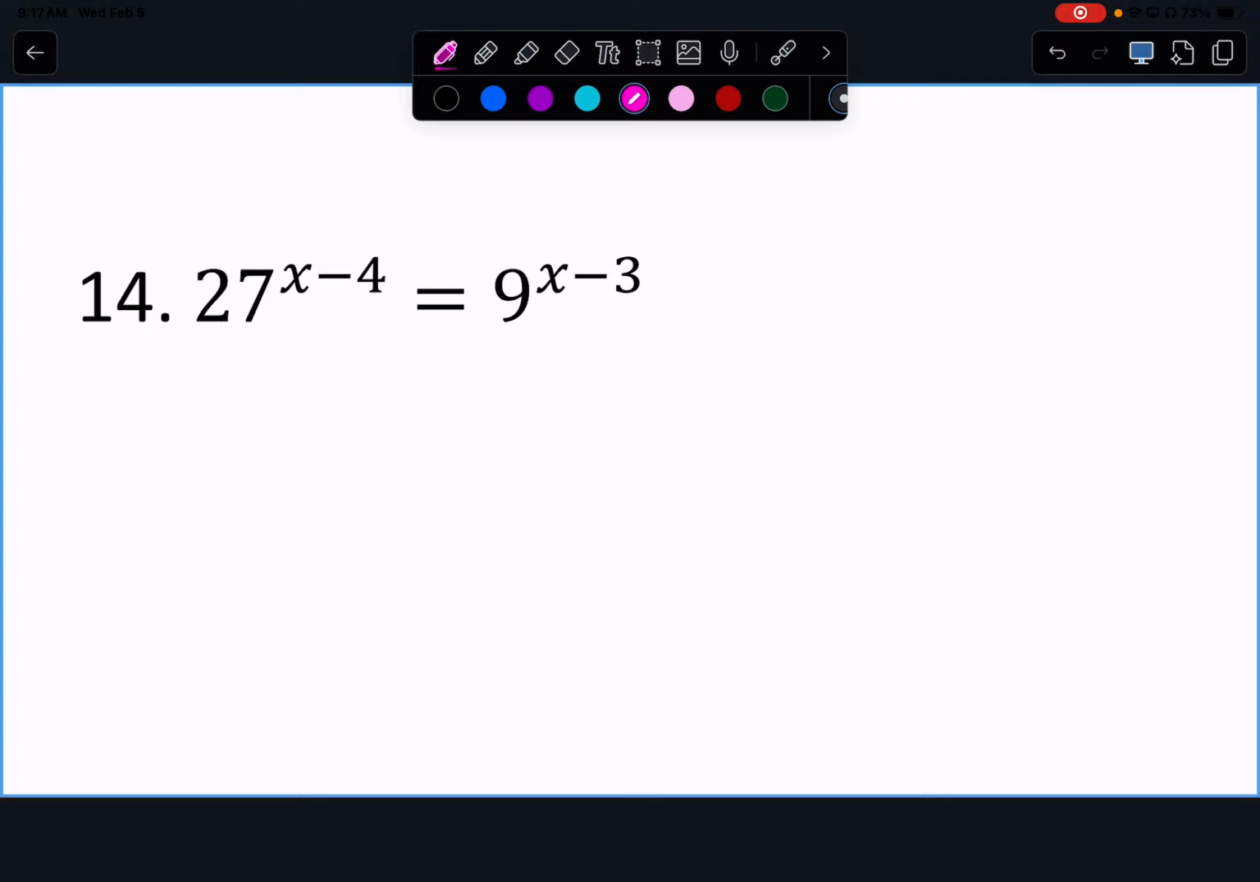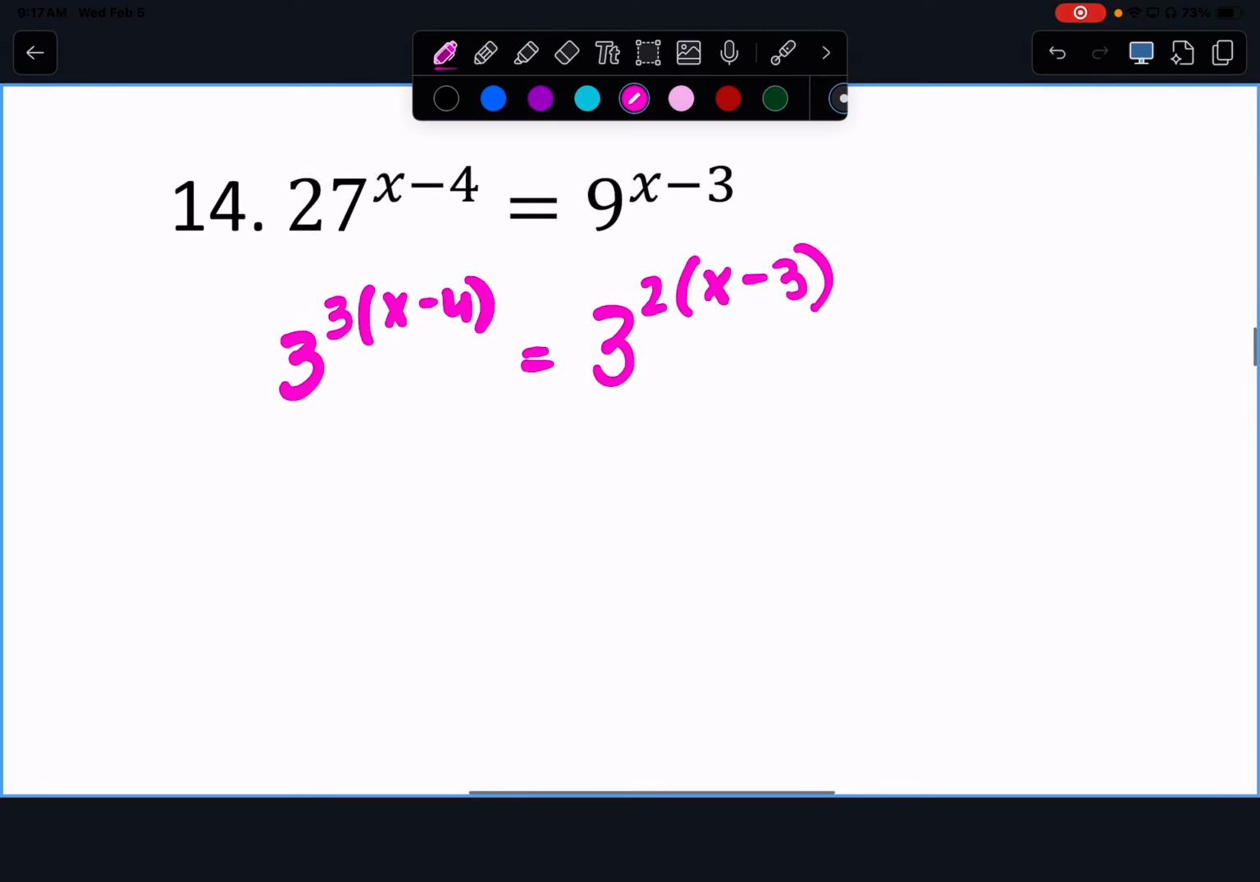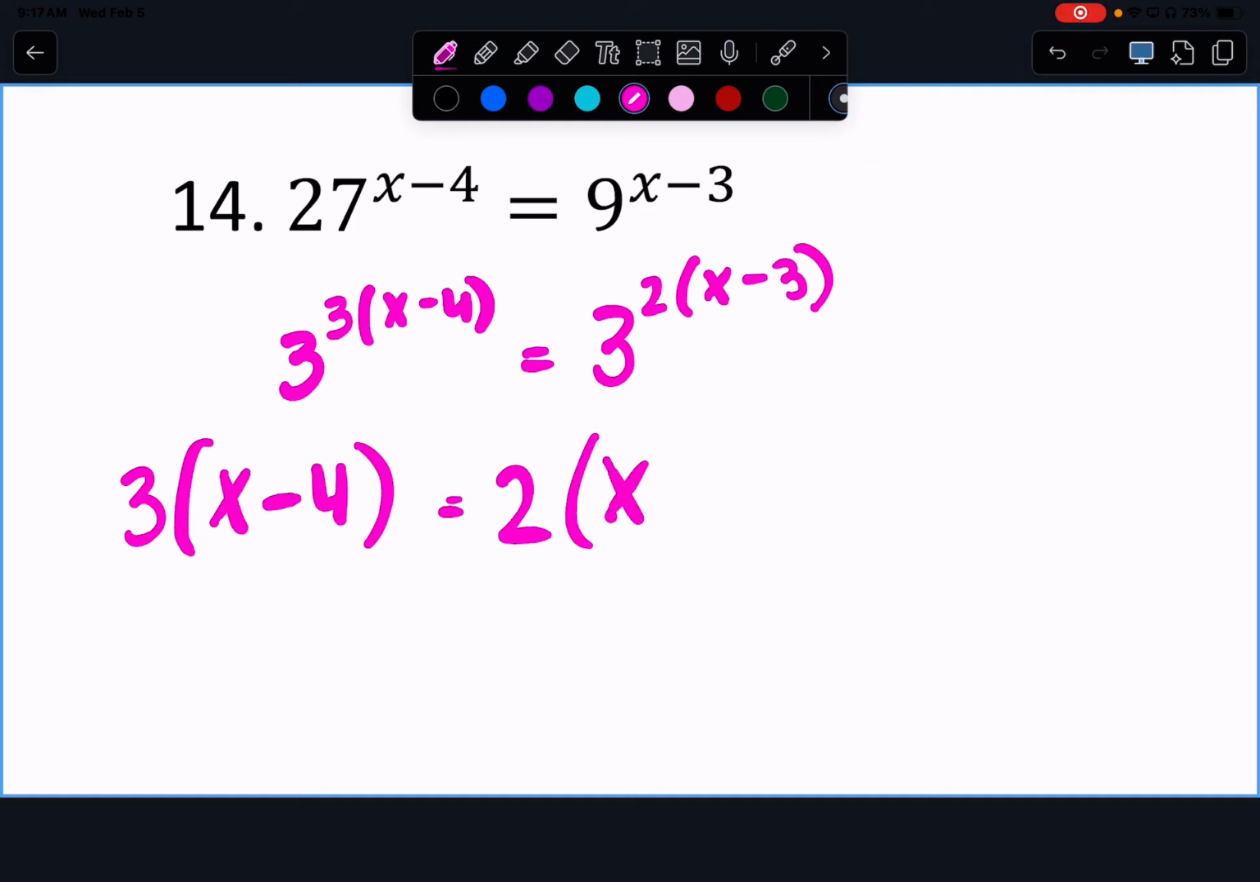3. Because 3 to the what power gives us 27? 3 to the third power. So we'll do 3 to the third times x minus 4 is equal to, how do I get 9? 3 to the second. Then we'll do times x minus 3. Now our bases are the same, so I just need our exponents. So 3 times x minus 4 is equal to 2 times x minus 3. So do me a favor and solve that for me for x.